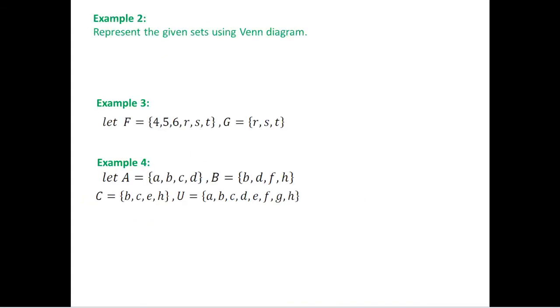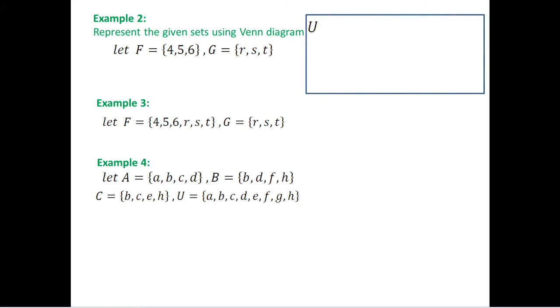All right, example 2. Represent the given sets using the Venn diagram. Let set F be the set with numbers 4, 5, and 6, and set G with letters R, S, and T. To represent these two sets, let's draw our rectangle which represents our universal set. First, let's draw a circle to represent our set F, and we draw another circle to represent G.